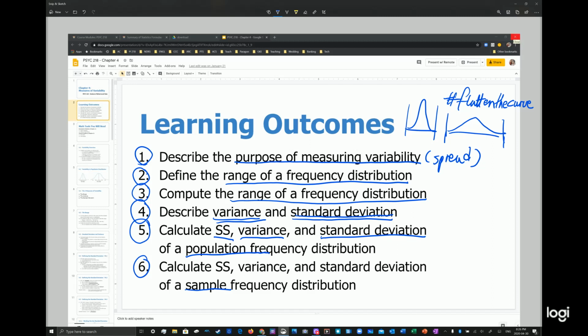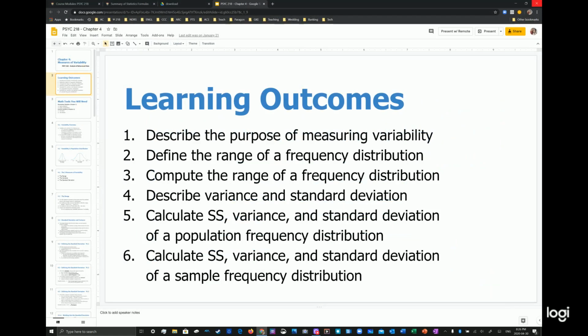Now, there is a major distinction between population and sample, especially when we calculate variance. As a heads up, population will use n because we're getting everybody, and sample, to account for sample bias or sampling error, we use sample size minus 1, which is another way of saying degrees of freedom. And we'll talk about this as well. So these are our six learning outcomes, and we'll cover at least the first three in this first part here.